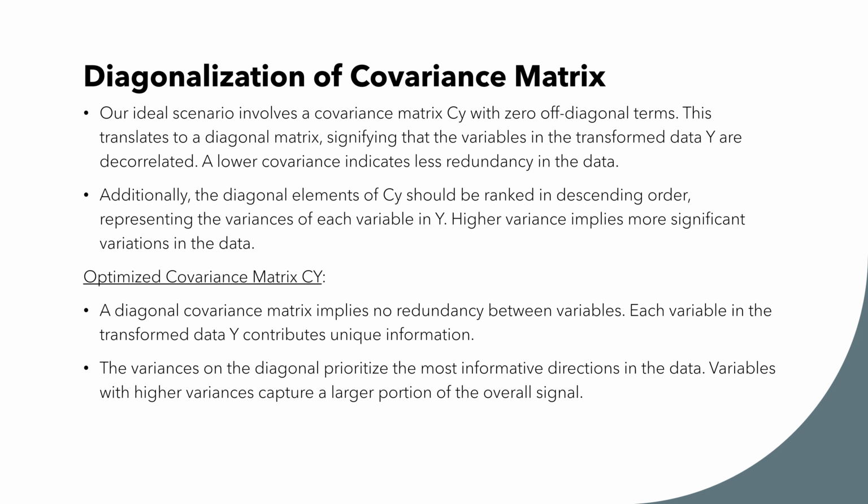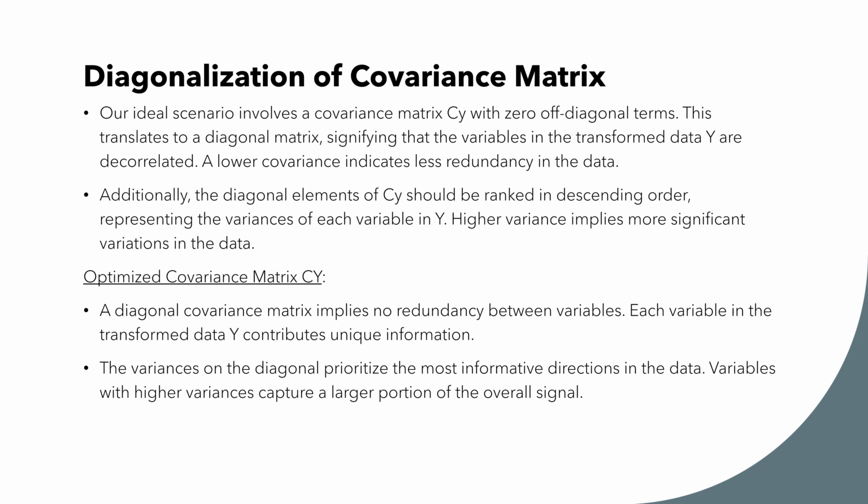Now let's have a look at diagonalization of the covariance matrix. The ideal scenario involves a covariance matrix Cy with zero off-diagonal terms, indicating a diagonal matrix. A diagonal covariance matrix signifies that the variables in the transformed data Y are decorrelated, meaning there is no redundancy between variables. Zero off-diagonal terms imply that each variable in Y contributes unique information without being influenced by other variables. Lower covariance indicates less redundancy in the data, making the transformed data more informative and easier to analyze.